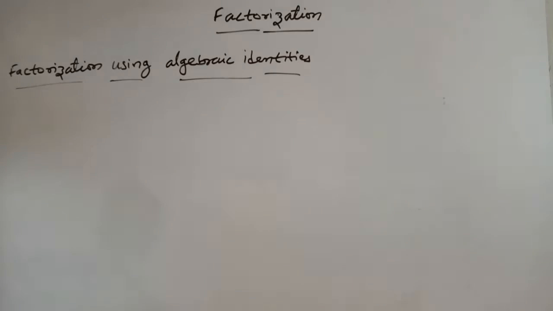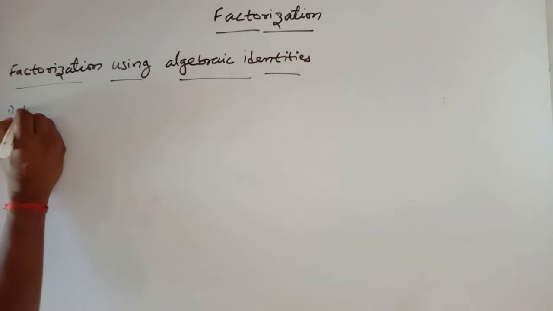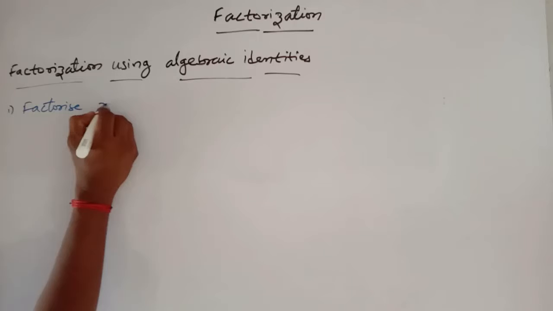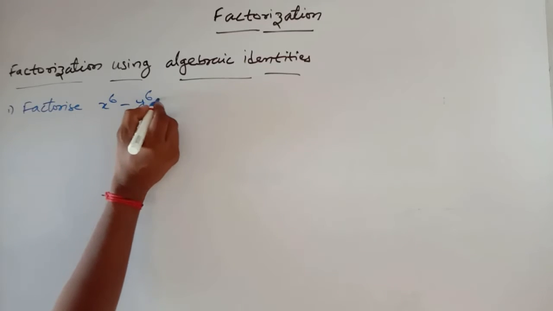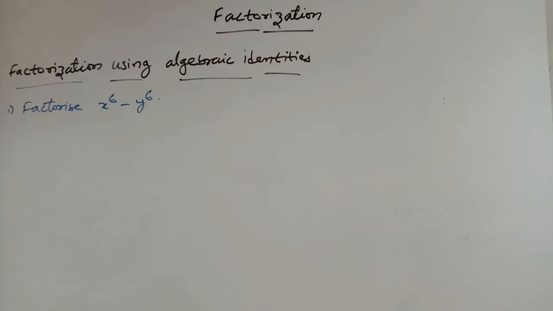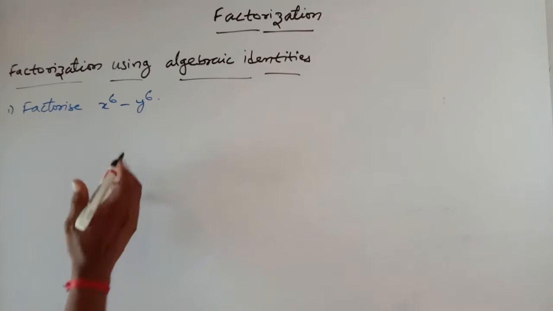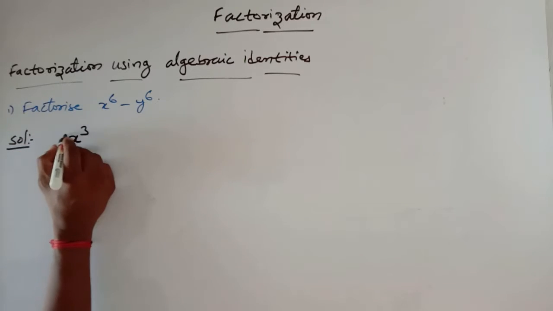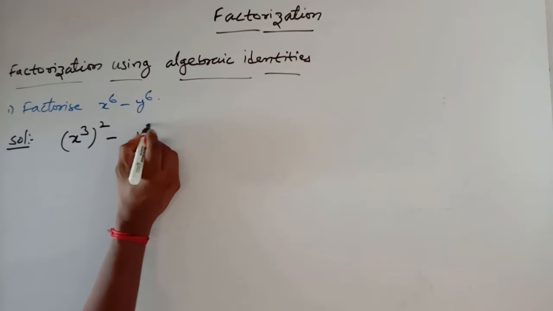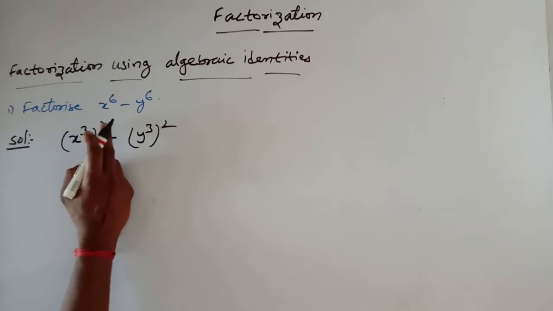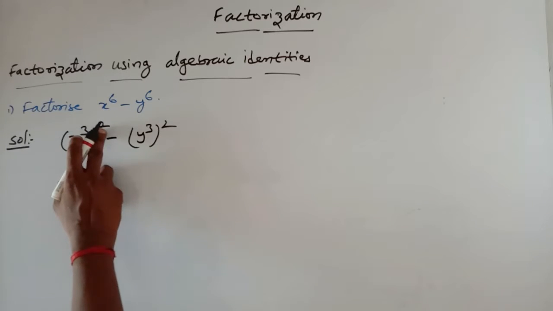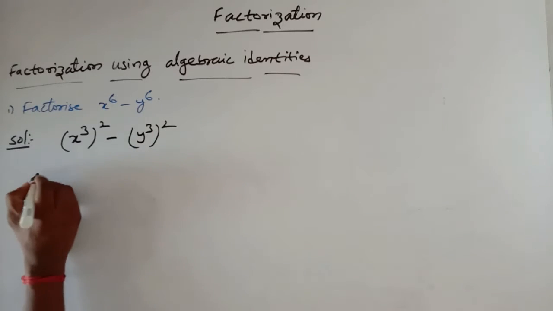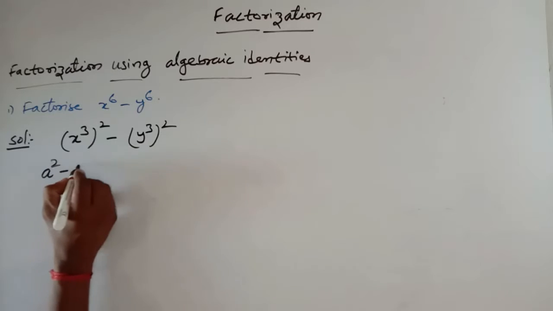The first question I am taking: factorize x to the power of 6 minus y to the power of 6. Here I am expanding x to the power of 6 minus y to the power of 6 into x cube whole square minus y cube whole square. It is of the form a to the power of m whole to the power of n, so 3 twos are 6, I got x to the power of 6. Now this is in the form of a square minus b square.